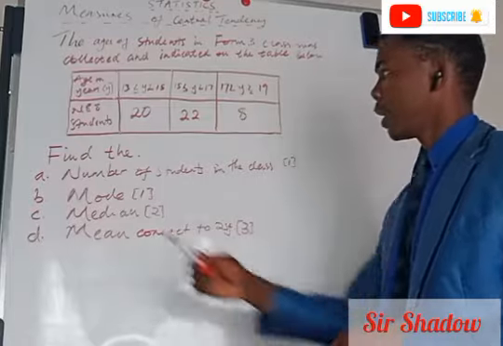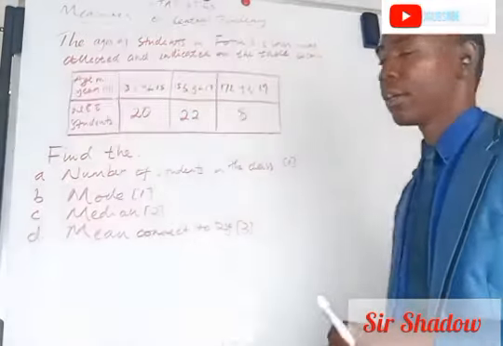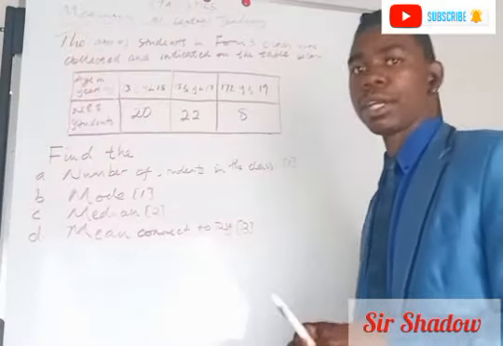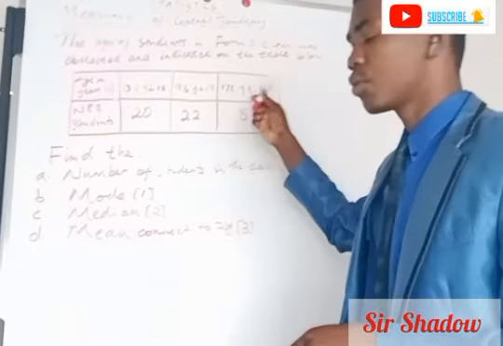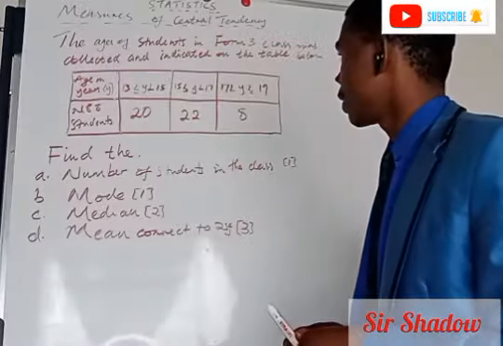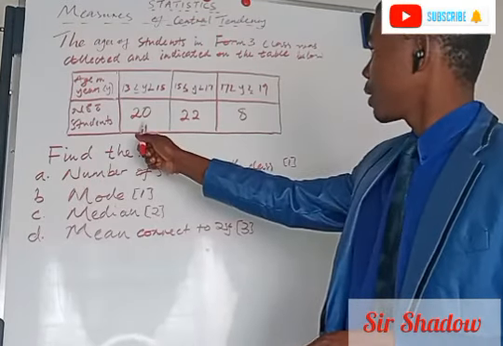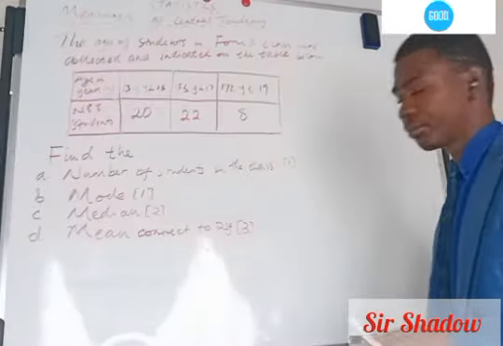So to find the first answer, the number of students in the class: 13 to 15 is 20 students, then 15 to 17 is 22 students, then 17 to 19 is 8 students. So to find the number of students in a class, you have to add this one plus this one plus this one.